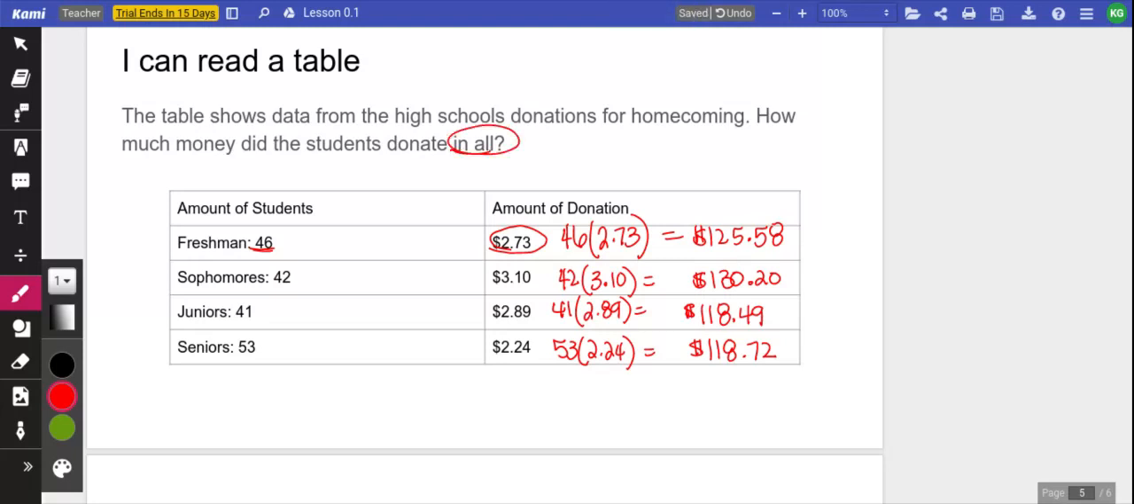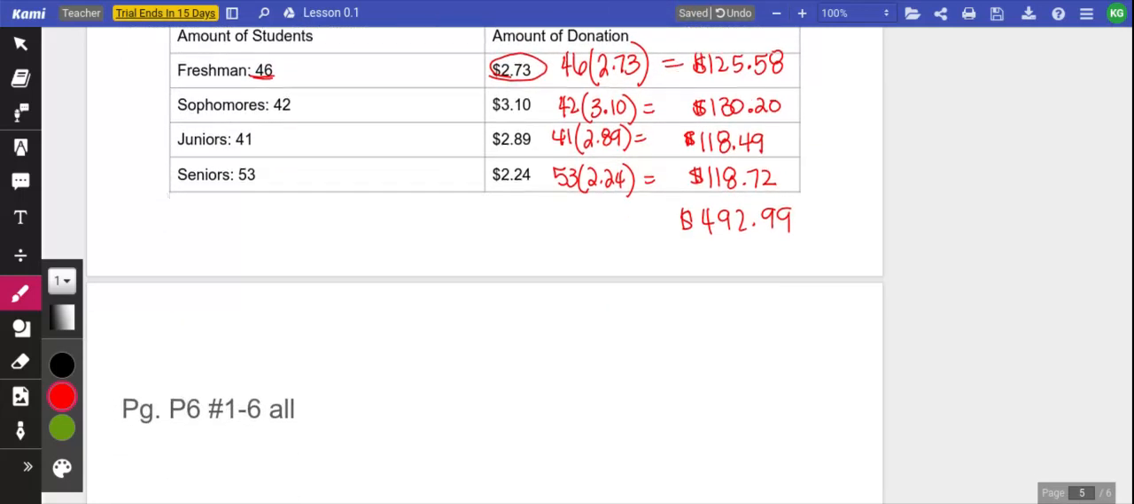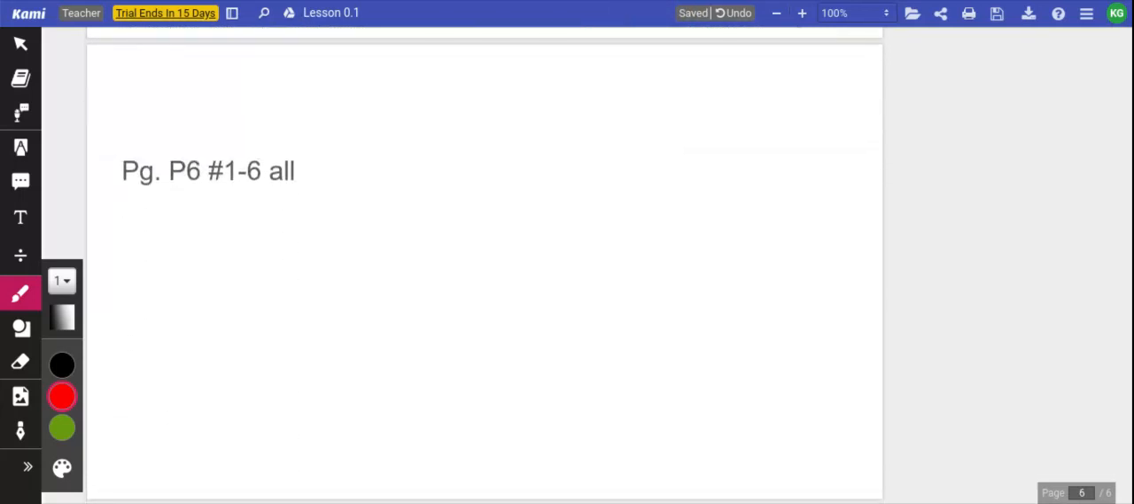Now it wants to know how much money the students donated in all. So total. I've got 125.58 plus. And on the new calculators, you can put all of these in a row. You don't have to hit enter after each one. So I'm just typing them all in a row, and I get $492.99. And that's all we have for today.